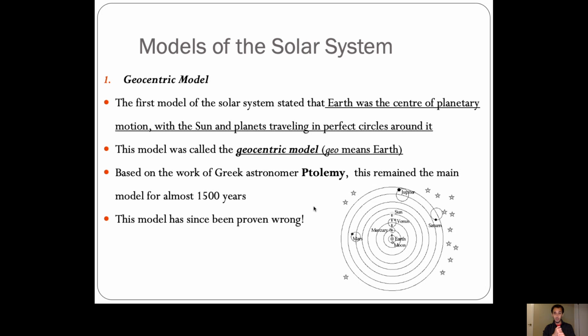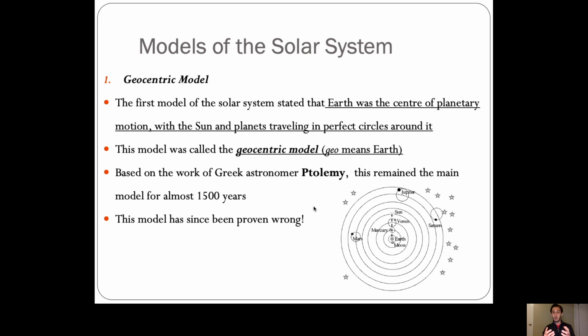Now, is that accurate? No. Okay. This was based on the work of a Greek astronomer named Ptolemy, and it actually remained in place for about 1,500 years. But it's wrong, okay? And we had a real hard time convincing the powers that be that this model was wrong, but it is. And we know it is.